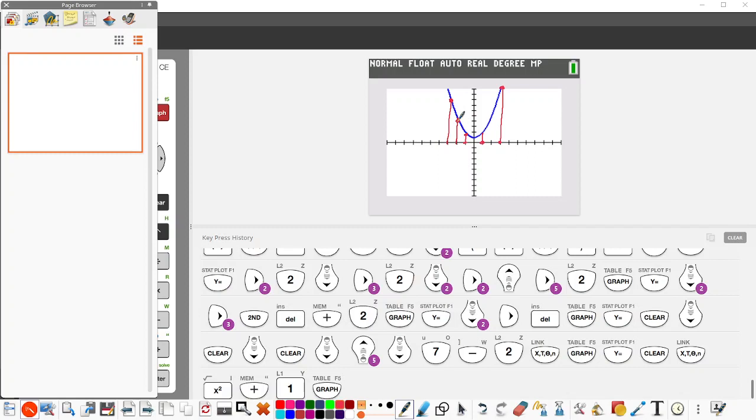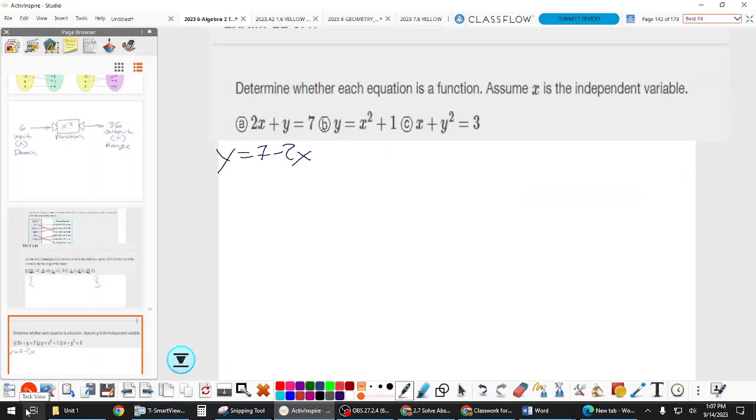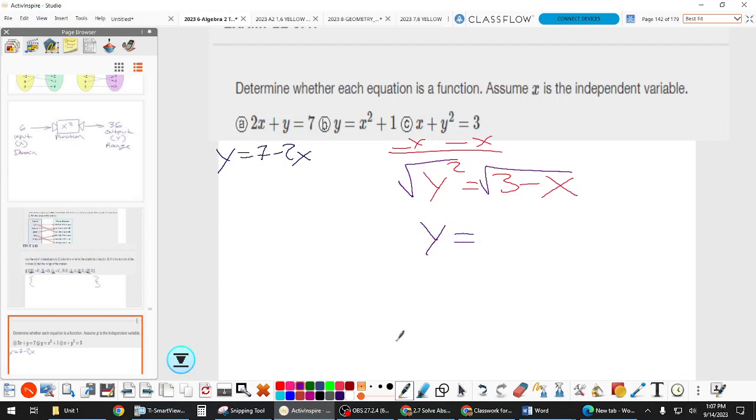Okay, next one. We need to get this graphable, which means what? How do you make something ready to put into your graphing calculator where it says y equals? All right, let's subtract x first. y squared equals 3 minus x. Now what? We want to get y by itself because your calculator doesn't say y squared, it says y. So let's square root both sides. What happens when you square root? What do you have to consider?